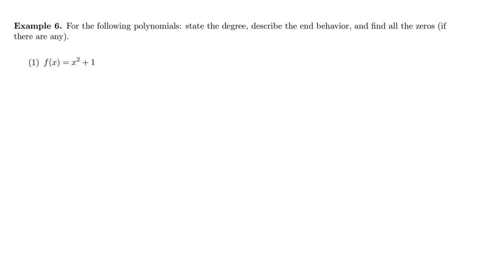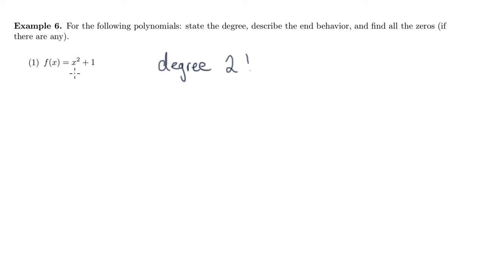Okay, so for this polynomial, we want to do the following. State the degree, describe the end behavior, and find all the zeros, if there are any. So, what is the degree of this polynomial? Well, it's degree 2. Because if I look at the highest power of x, the power is 2. Now the end behavior, this is an even degree polynomial.